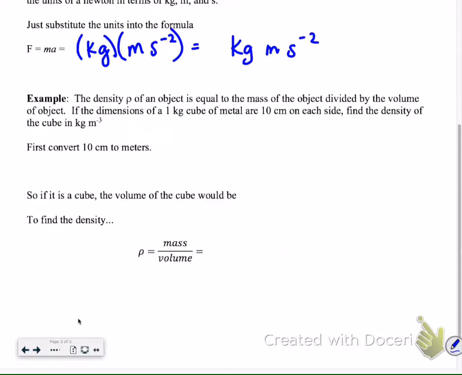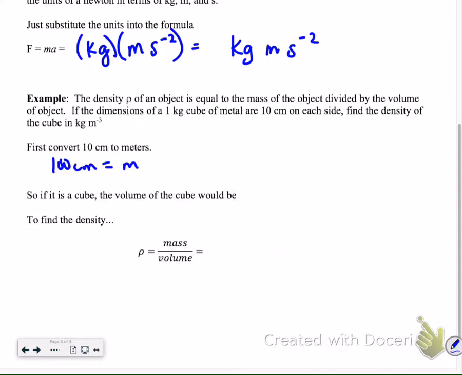Okay, so I need kilograms and meters cubed. Well, I have kilograms and centimeters, and my centimeters aren't cubed. So first, let's change our centimeters into meters. So again, there are 100 centimeters in a meter.